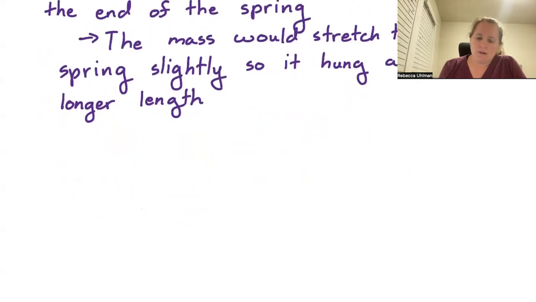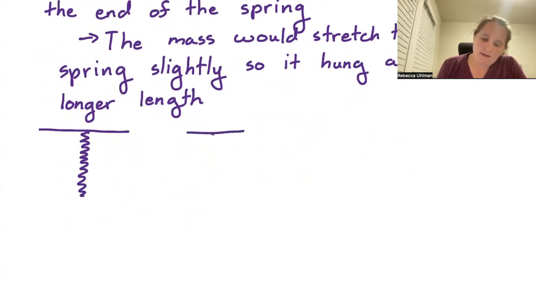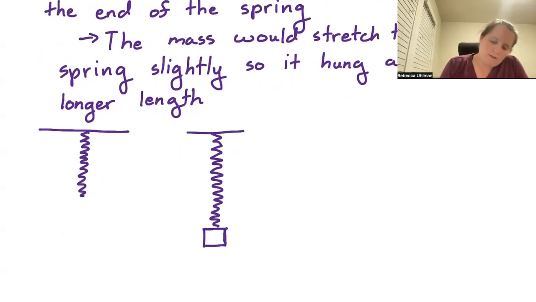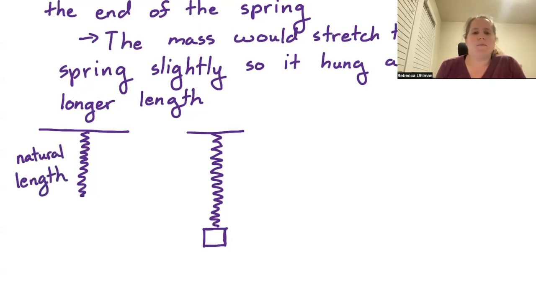So we have just the spring on its own hanging. This is going to be its natural length. And then if we add the object, the spring will hang at a slightly longer length. Right. So this is the natural length. We consider the position with the mass added on.